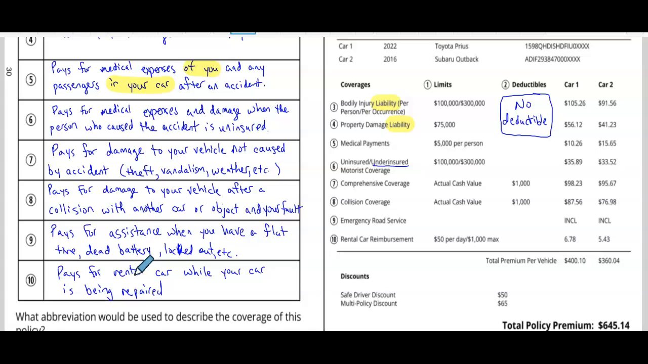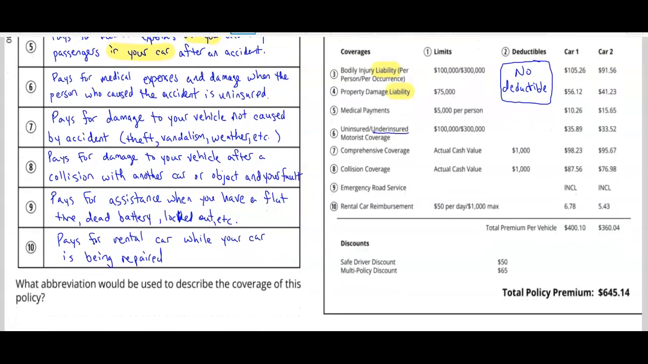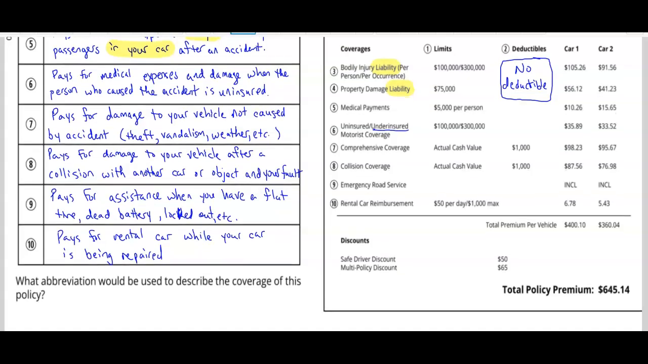All right, so what abbreviation would be used to describe the coverage of this policy? So what the abbreviation goes like this. It goes bodily injury first. And that's the double slash, right? That's the first two. And then the third slash is the property damage.